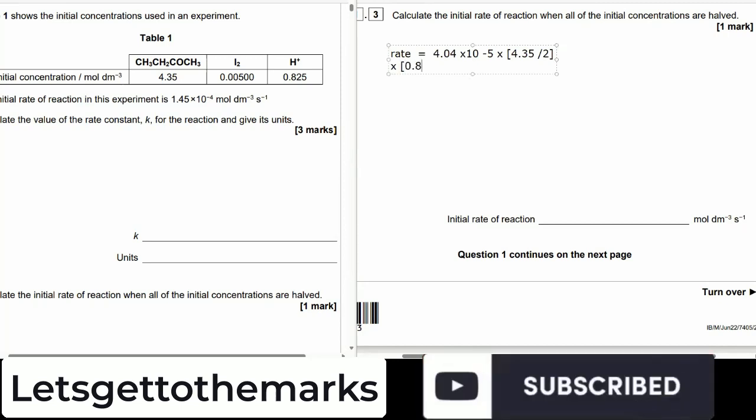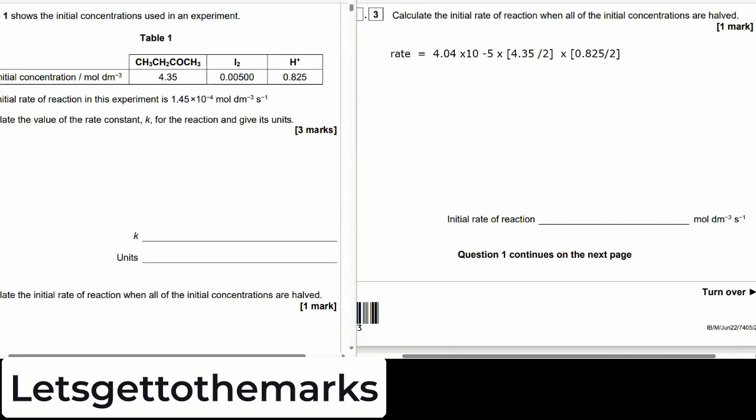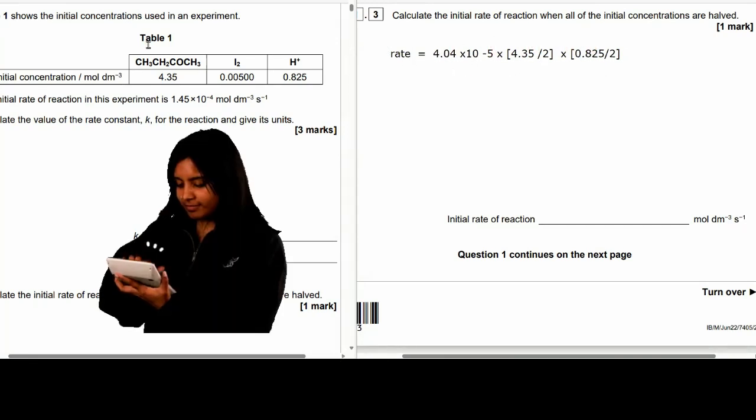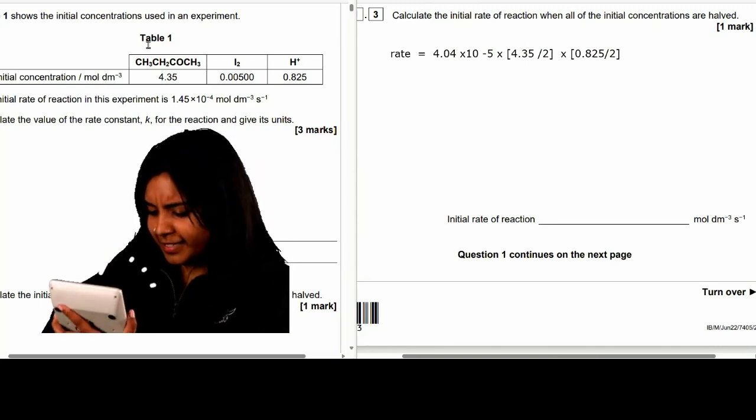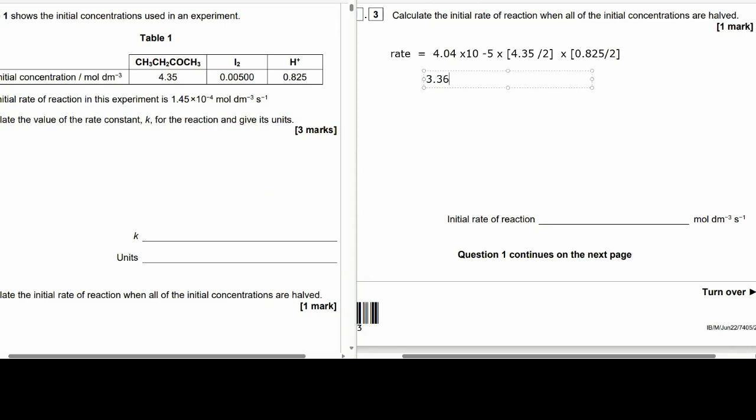equation, and this time you don't need to rearrange it. So it's rate equals K times the concentration of each, and we're halving them, so dividing them by 2, as you can see here. And if I put that in the calculator, we're going to get an answer that is 3.63 times 10 to the minus 5, and that is what the rate would equal. Check that on your calculator, make sure that is correct.